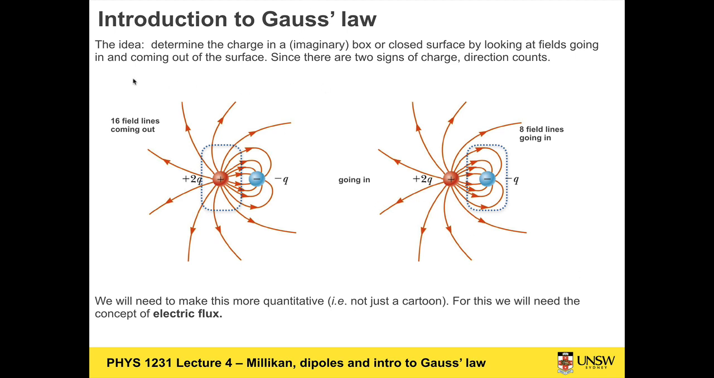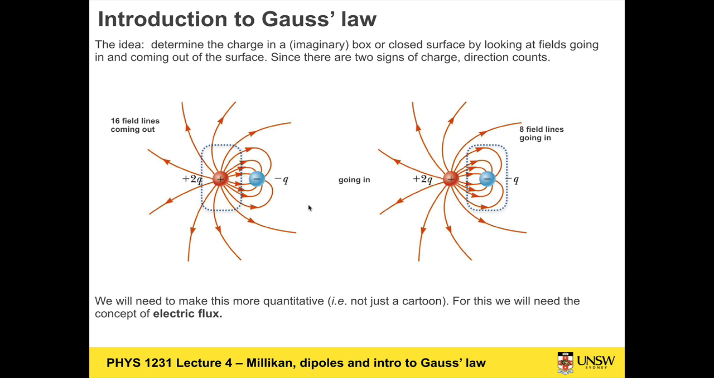Well, at least the idea is. We imagine we have some charge distribution, and we have some imaginary box or closed surface, and we saw that we could actually figure out what the charge is inside this surface by looking at the fields going in and coming out of the surface.